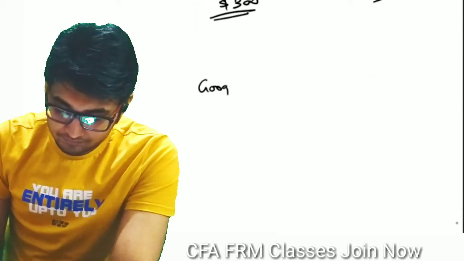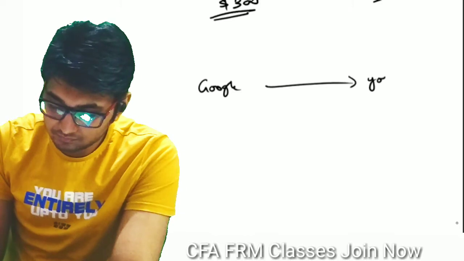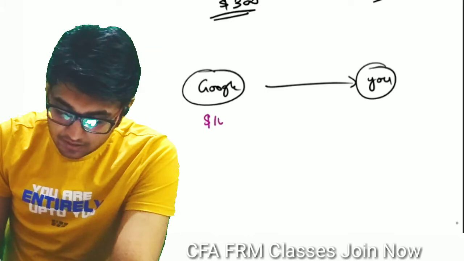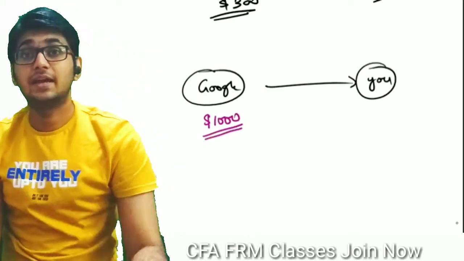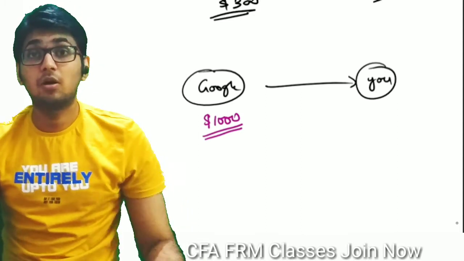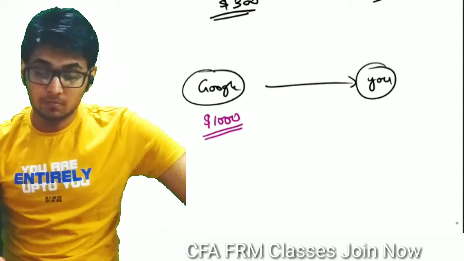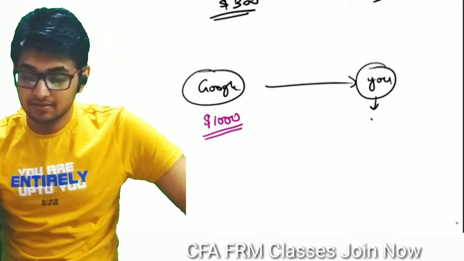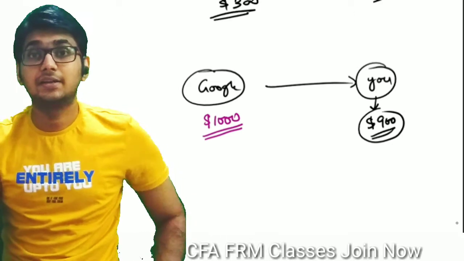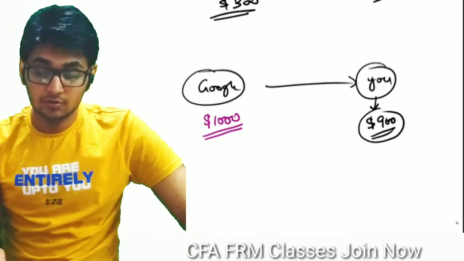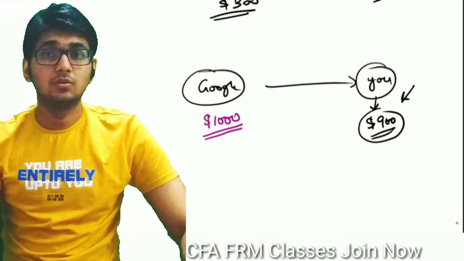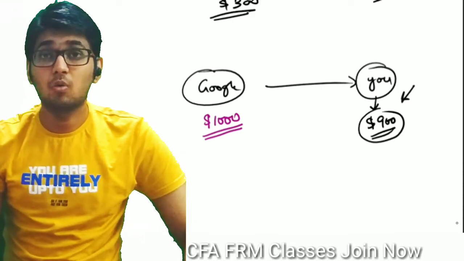So Google and you. Google promised that I will pay $1,000 at the end of the year if you purchase my bond. Okay, now the bond is, say, trading at $900. The bond is trading in the market at $900. But now you verified the bond of Google and you said, Google, your bond seems to be quite risky to me.